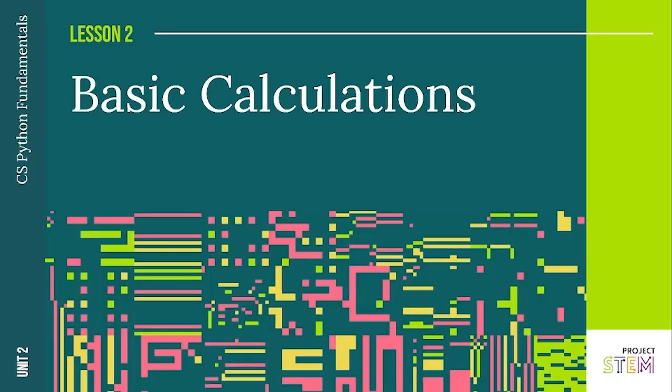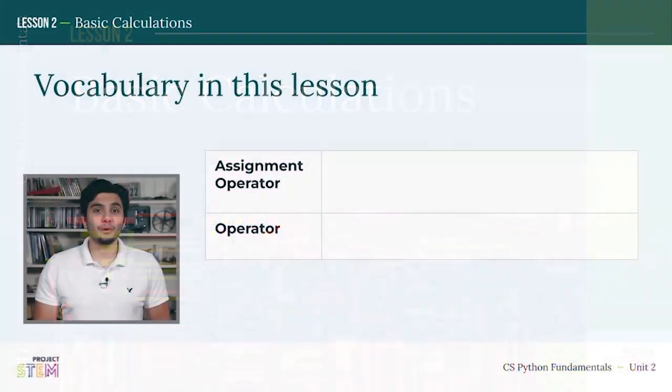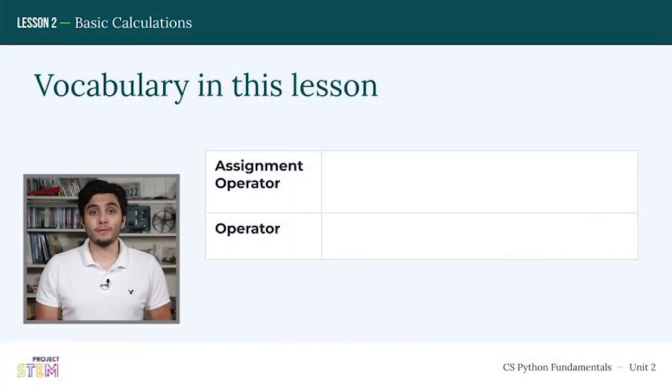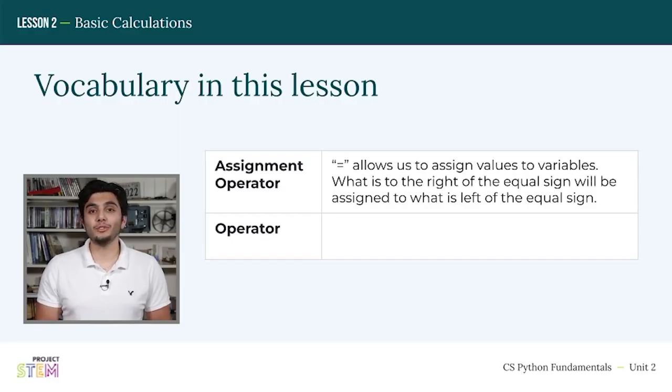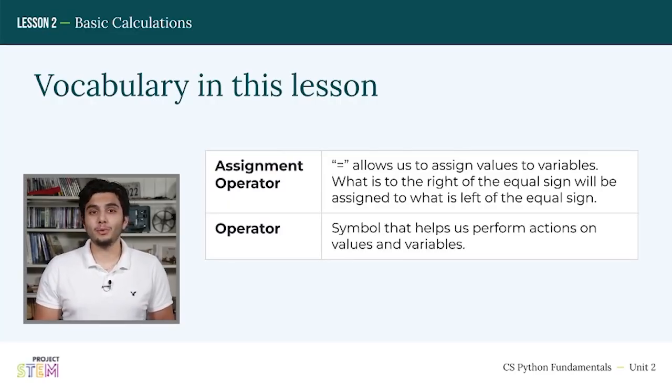In this lesson, we've covered a couple of things. First of all, we've got the assignment operator, which will allow us to assign values to variables. Whatever is on the right of the equal sign will be assigned to the variable on the left. We've also talked about operators. Operators are represented by symbols that help us perform actions on values and variables. We started simply with some operations we're familiar with, but we'll soon see some that you've not seen before.